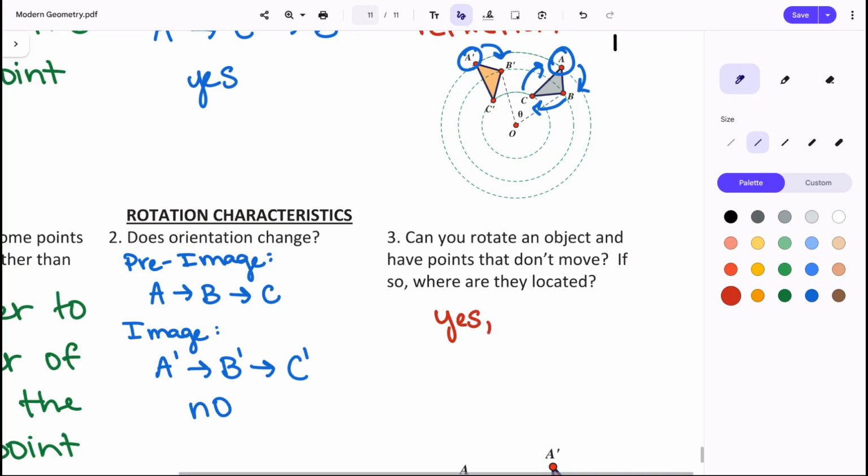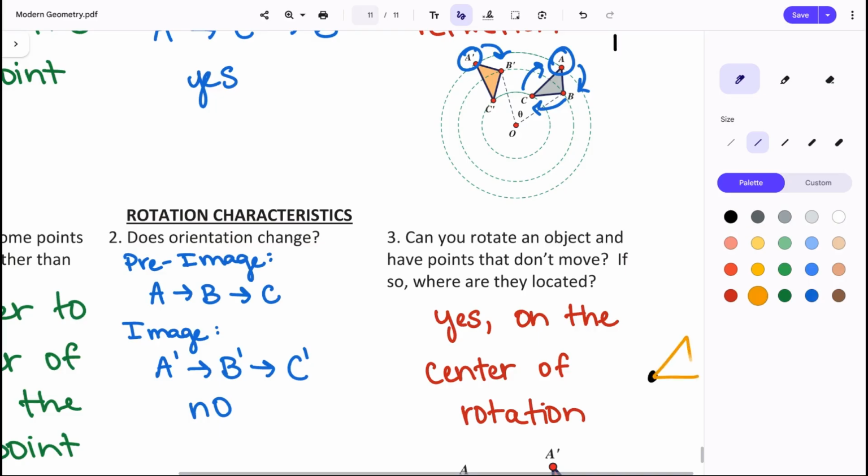If so, where is it at? Well, it would have to be on the center of rotation. So again, think about if I had my center point here and I had a triangle with that point on there and I rotated it around, that point would stay there. But that one point that's on that center isn't going to move. It's just going to stay connected and continue to stay in that spot.